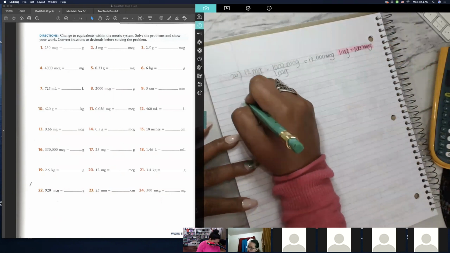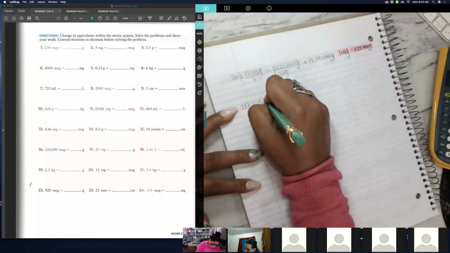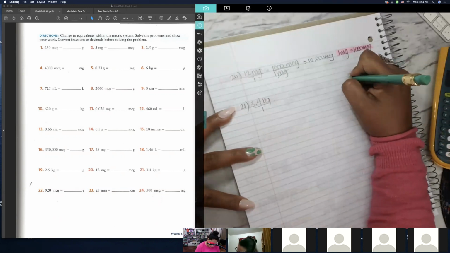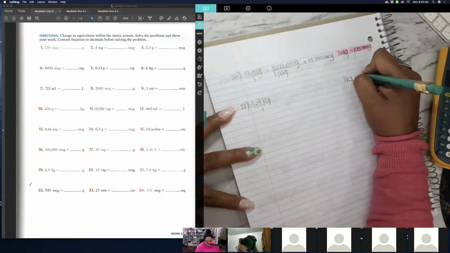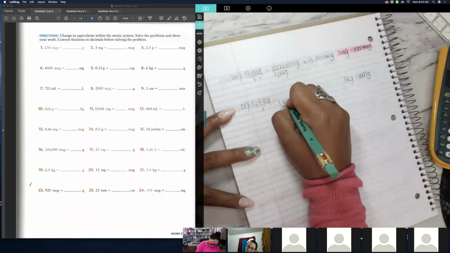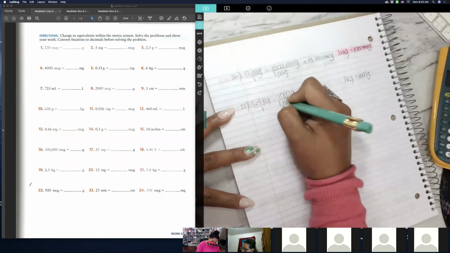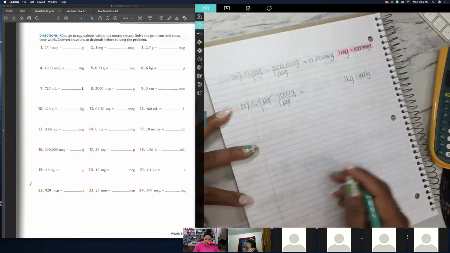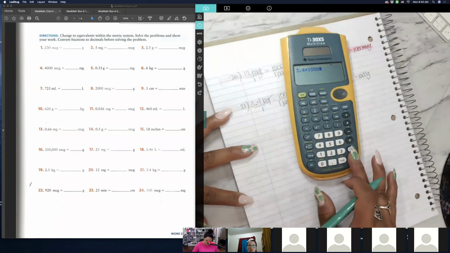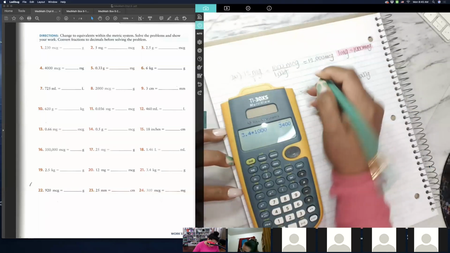Okay, number 21, 3.4 kilograms over 1, and we want to convert to grams. So one more time, 1 kilogram equals 1,000 grams. So I'm going to put my kilograms on the bottom, so my unit cancels, and 1,000 grams on top. So 3.4 times 1,000 is going to give you 3,400 grams.